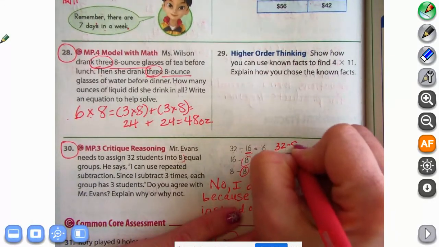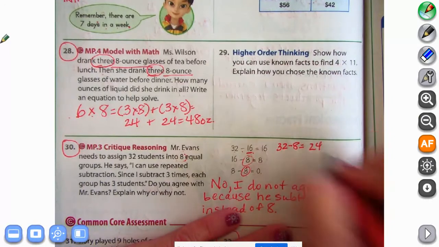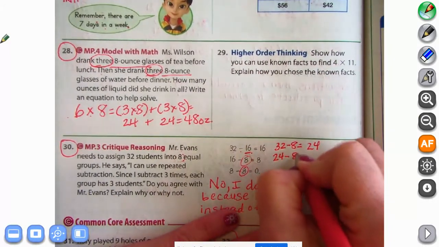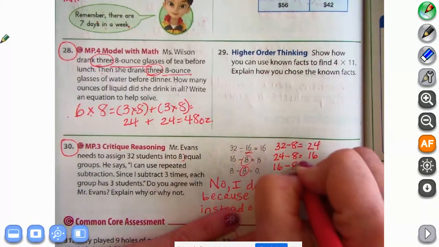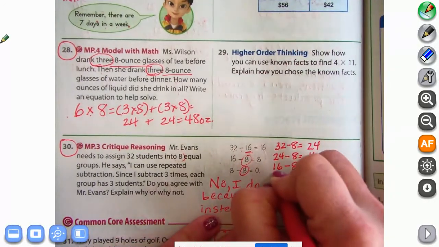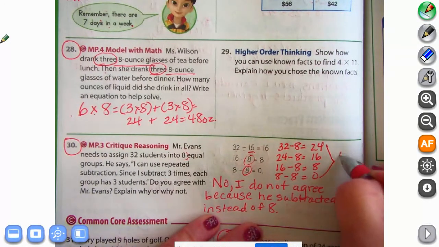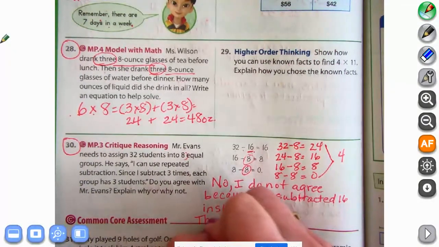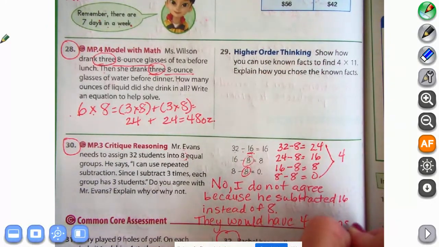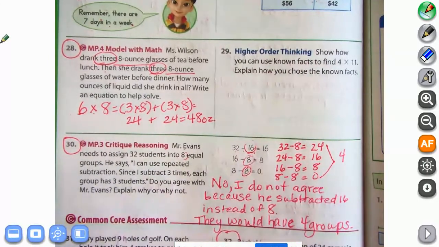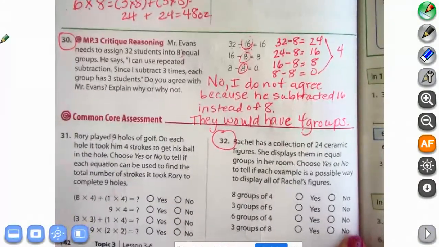32 minus 8 would give us 24. 24 minus 8 would give us 16. 16 minus 8 would give us 8. And 8 minus 8 would give us 0. So how many times did they go? 4. They would have 4 groups. He subtracted by too much right here. Okay, please pause so you can get all of that written down.